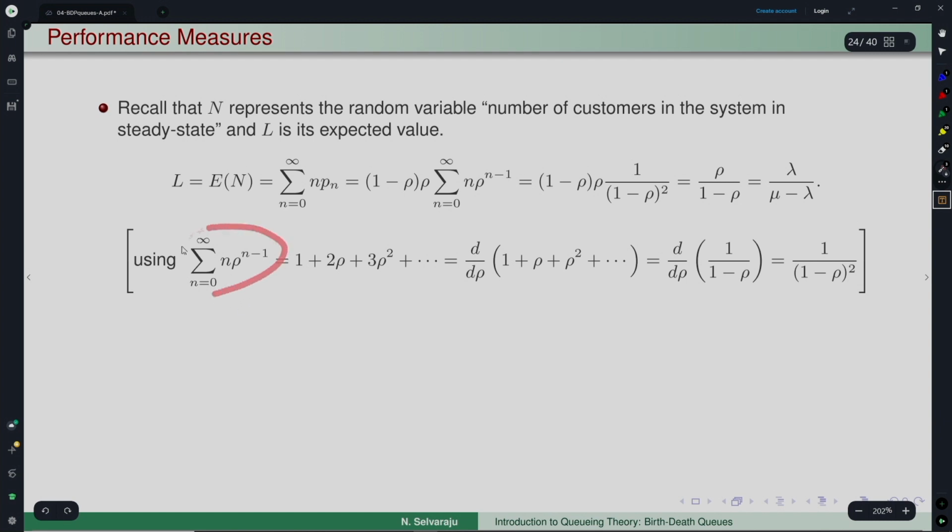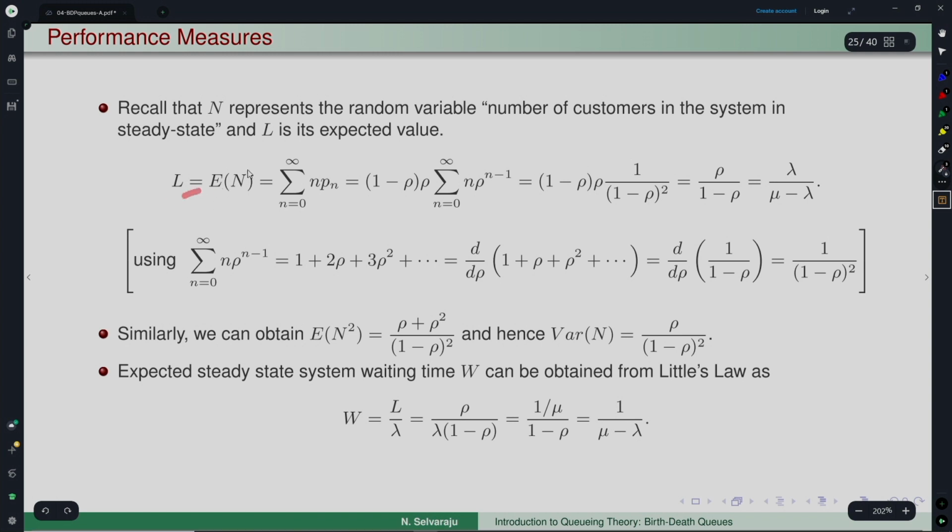If you look at this form, it is exactly equal to, in the expanded form, the derivative with respect to rho of this particular series. But this particular series you already know is 1 by 1 minus rho, and hence this is equal to 1 by (1 minus rho) square. So, we simply substitute that to get rho by 1 minus rho, which again, since rho in this particular case is lambda by mu, if you substitute, you will get lambda by (mu minus lambda). So, whether in terms of rho or in terms of lambda and mu, this is your expected system size, the average system size that one gets to observe.